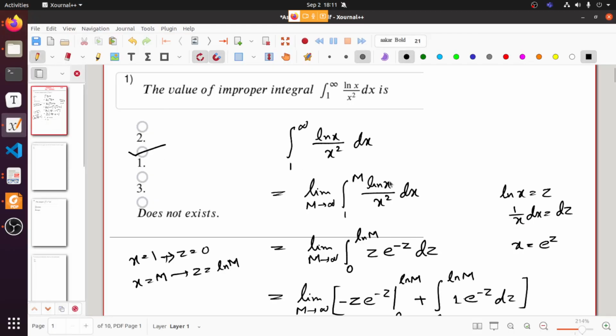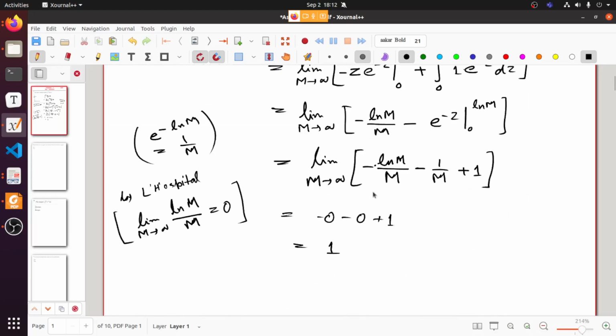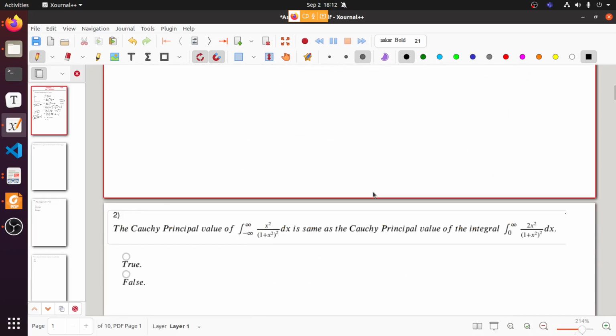Is this fine, the first one? Okay, so we have computed the value of the improper integral, integration 1 to infinity ln x by x squared dx, it will be 1. Okay, so now move to the next question, question number 2.